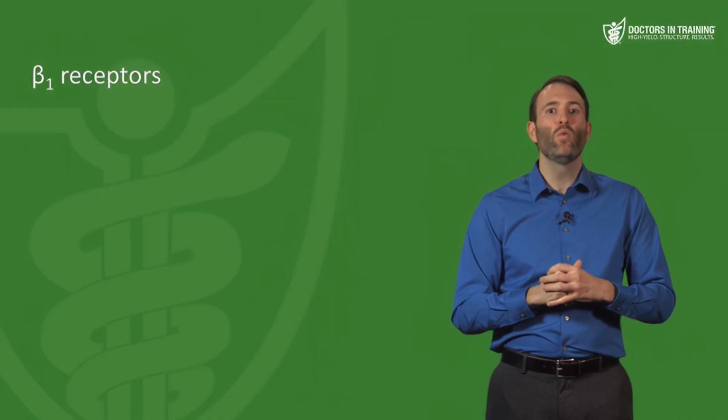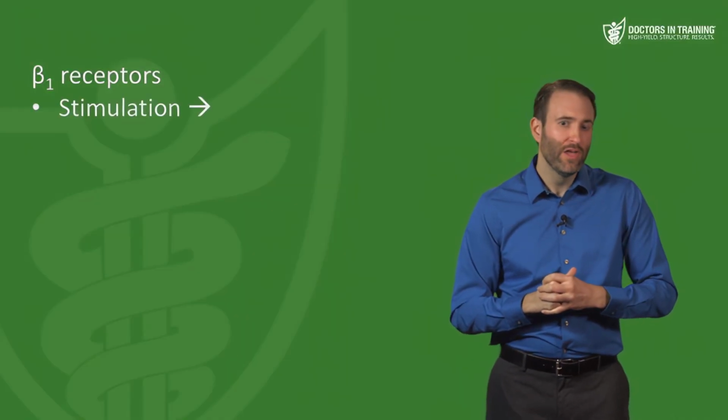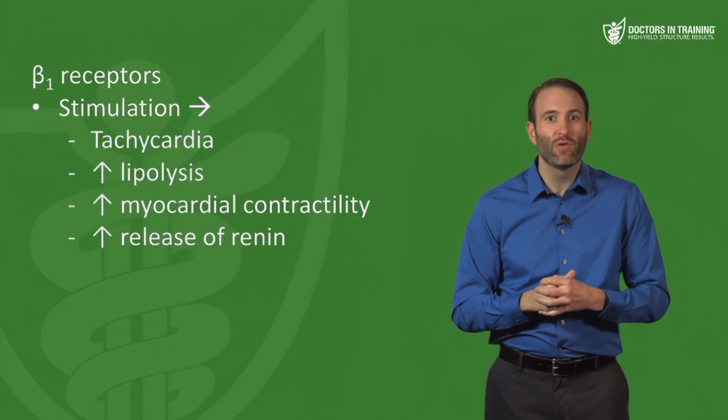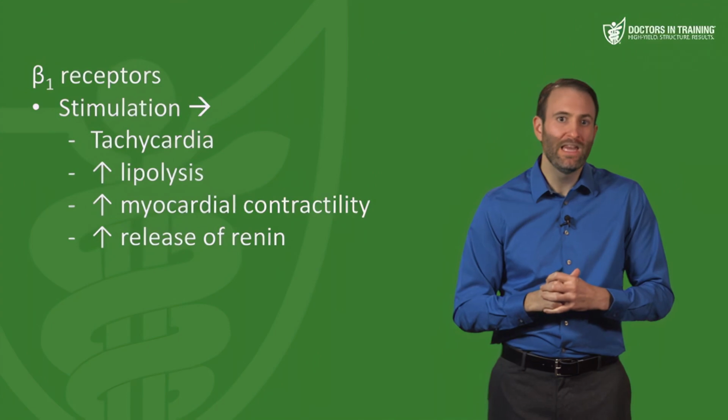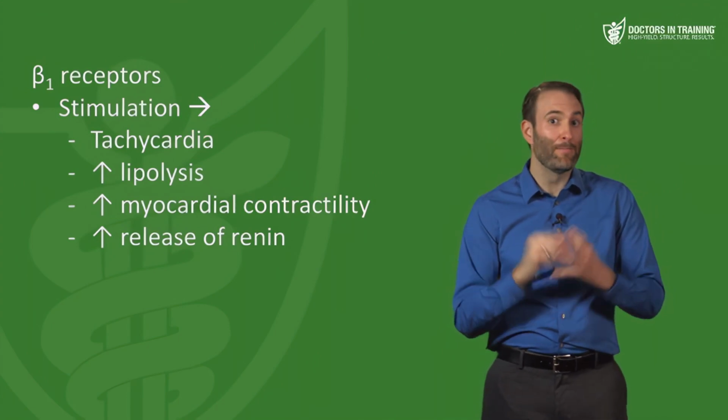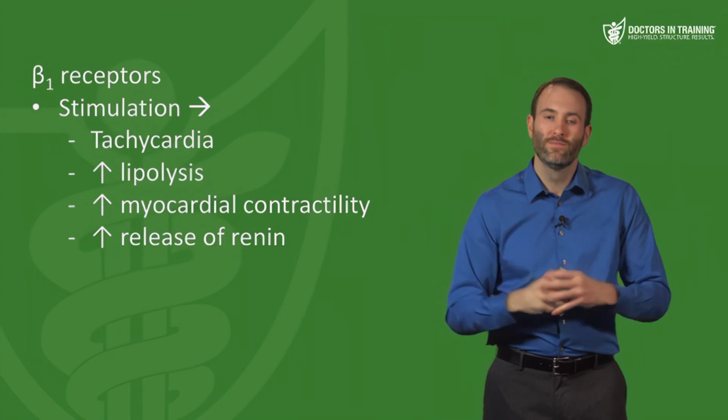Next, we have the beta 1 receptors, and when they're stimulated, you're going to see things like tachycardia, increased lipolysis, increased myocardial contraction, and increased release of renin. And as you can tell, there are probably going to be a lot of beta 1 receptors on the heart.